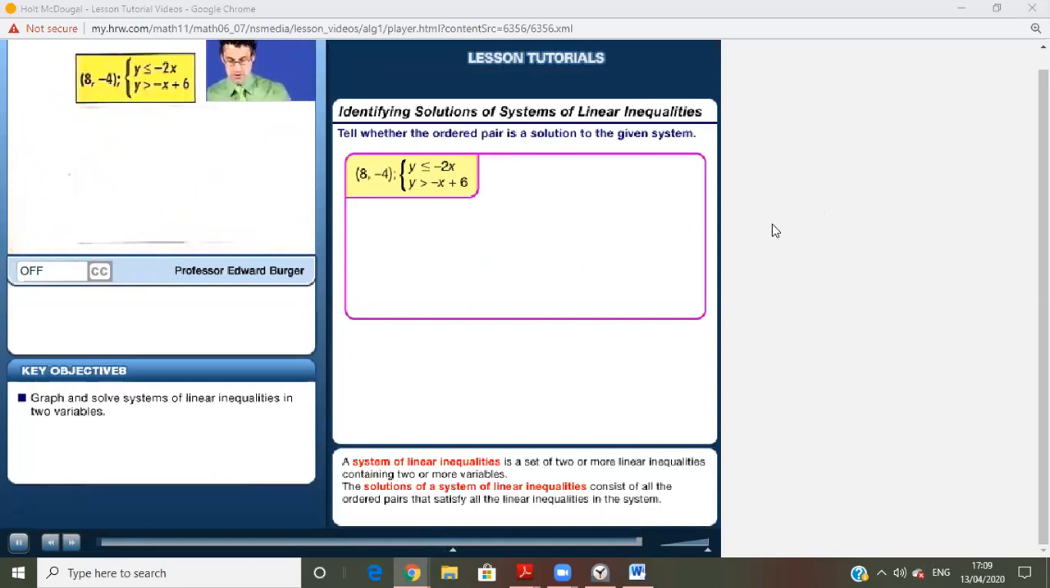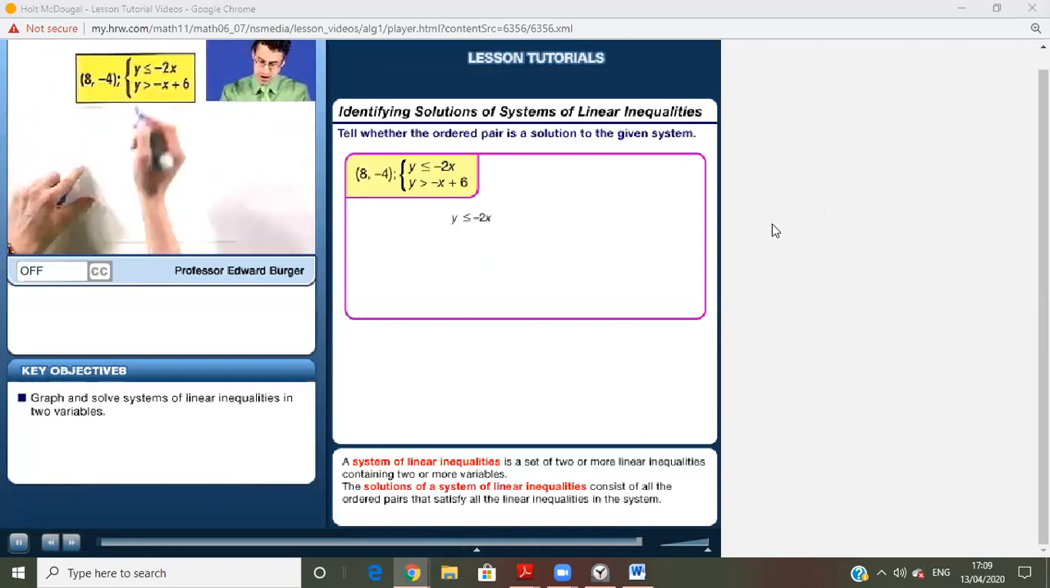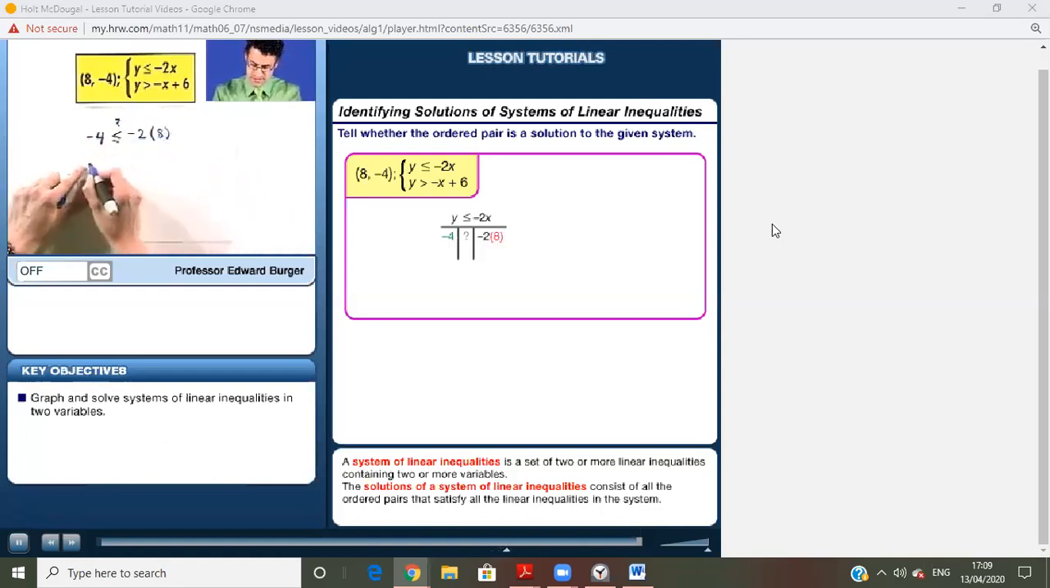So what do we do? Wherever I see a y, I'm going to insert negative 4. Wherever I see an x, I'm going to insert 8. And I'm going to see if, in fact, both these inequalities hold. All right, so in the first one, I see negative 4. And I want to know, is that less than or equal to negative 2 times 8? So I'm really asking, is negative 4 less than or equal to negative 16?